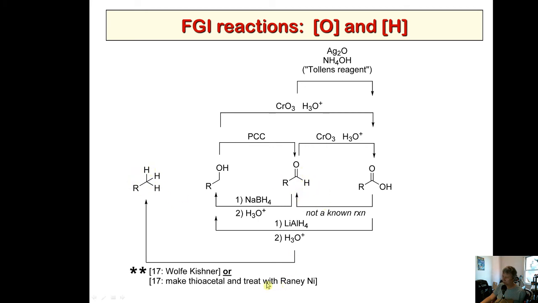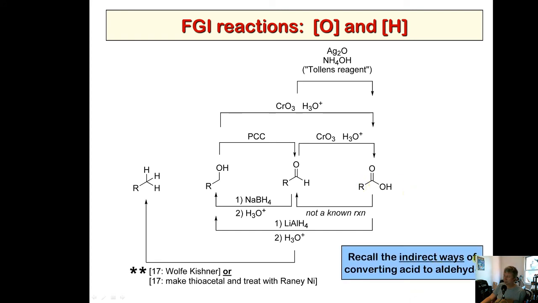The other trick is you can make a thioacetal, the sulfur-sulfur thing, and then you can treat it with H2 and Raney nickel, which will remove it also. So that's a way to go from an aldehyde to a complete non-functional group. Just wipe it away. Okay, so recall the indirect ways of converting an acid to an aldehyde. We just did that.